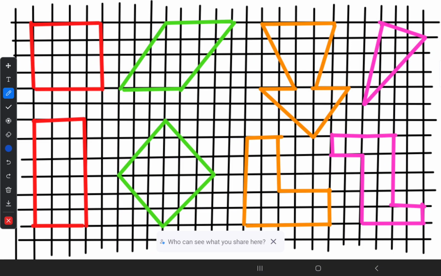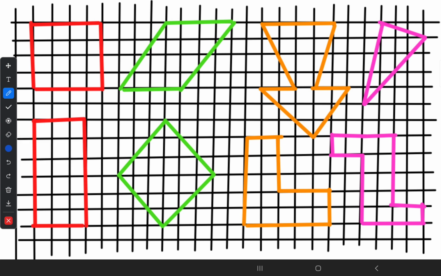Here in the grid, all the shapes are given. So you should identify the axes of symmetry of all these shapes. First of all, let's consider the first shape, which is a star.